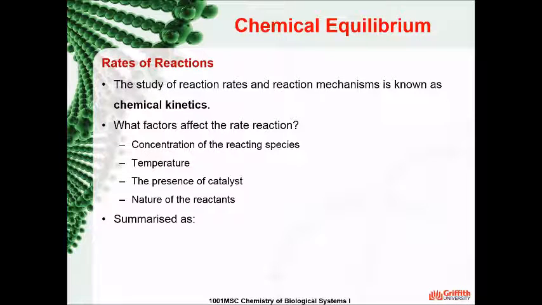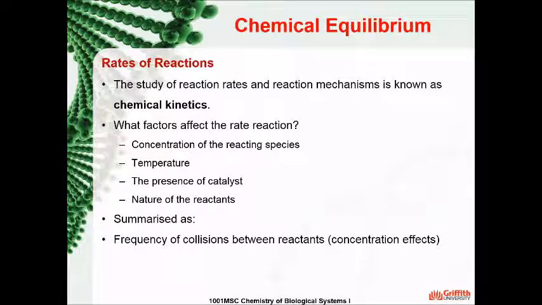The first factor is frequency of collisions between the reactants. For chemical reactions to occur, the particles of the reactants need to collide together. So if there are more particles of the reactants, that is, they're in higher concentrations, then there is more chance they will collide together and form the products. In low concentrations, there are fewer particles, and there will be less frequent collisions.